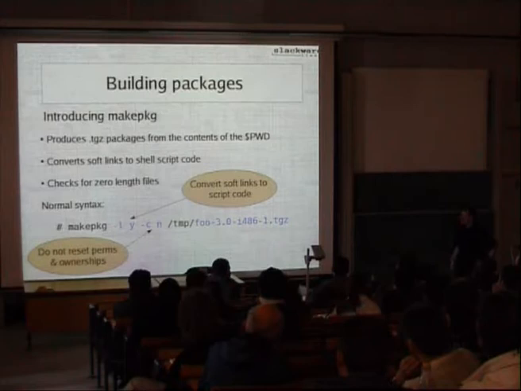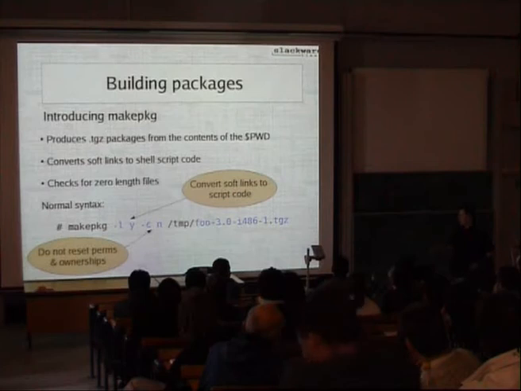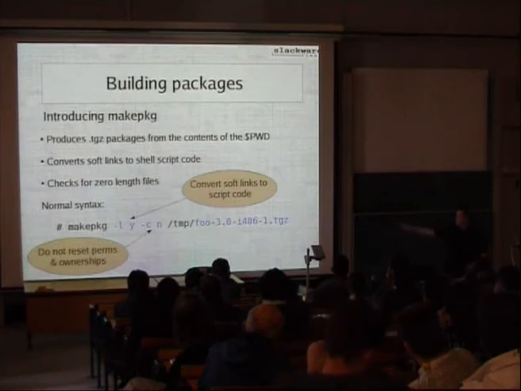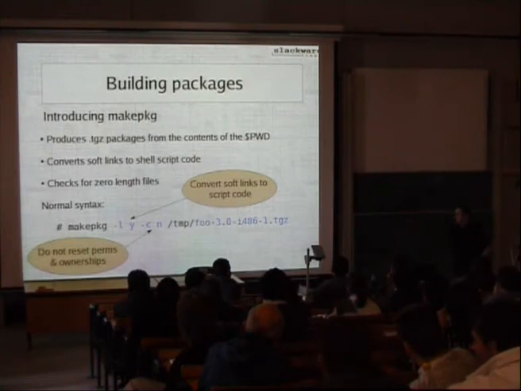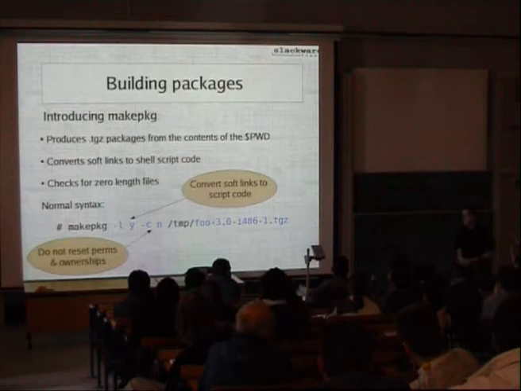So the normal syntax for makepkg, as you can see there: -l y tells makepkg to convert any soft links into shell script code. And the -c n tells makepkg not to chown root and chmod 755. The reason I did that is because if you actually told makepkg to change all of the file ownerships, you'd be breaking Slackware policy in terms of Slackware packaging. So this is why you always do this.